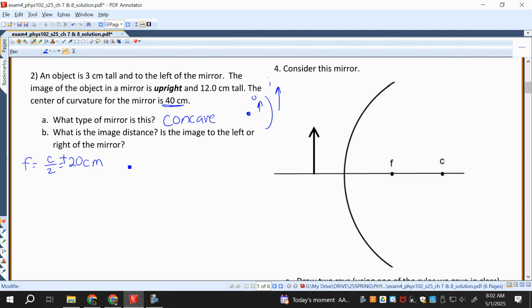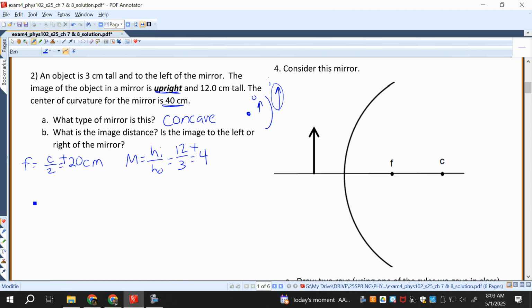Also, I know that the magnification is HI over HO, which is going to be HI is 12 over 3. That's a magnification of 4. And it is positive 4. We know that this image is upright. In fact, it tells us that it's upright. So it is a positive 4. Now, I want to know the image distance. And is the image to the left or right?